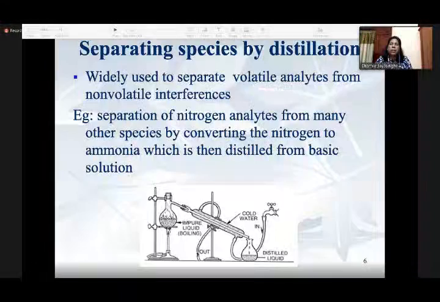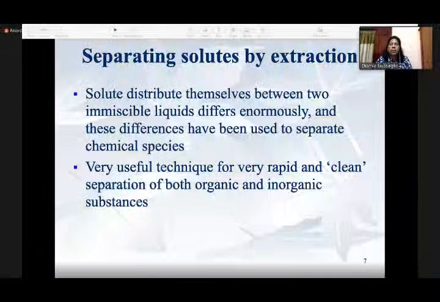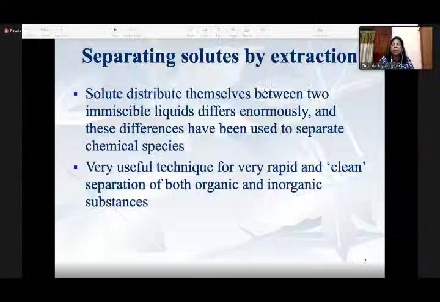So, separating solids by extraction, that one. Solids distribute themselves between two immiscible liquids, and the differences in distribution differ enormously, and these differences have been used to separate chemical species. Now, sometimes all the chemical species are there in one solution. Sometimes it is in the aqueous solution, sometimes in the organic solvent. So in that case, we have to separate it and take it out to do the next analysis. So it is a very useful technique for very rapid and clean separation of both organic and inorganic substances.